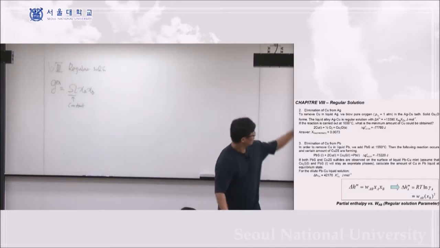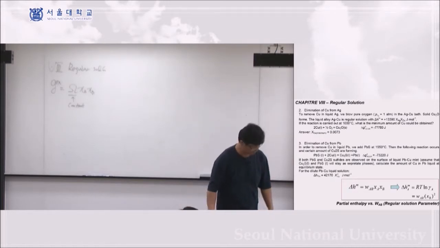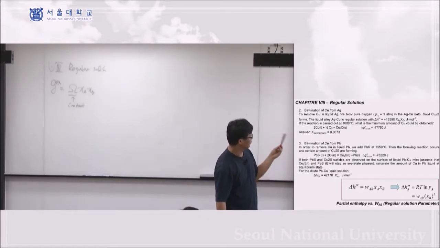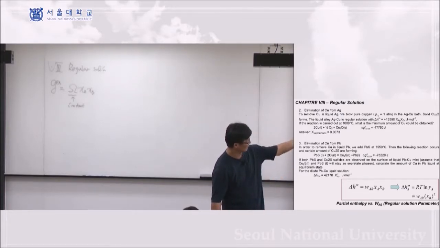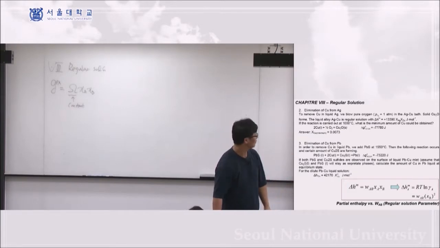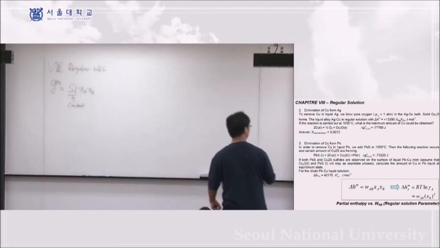Okay, so we have copper and the silver solution again. We want to remove the copper impurity from the silver, and we are blowing pure oxygen, 1 atm, into the AgCu base, and slowly the Cu2O is forming. The liquid alloy AgCu is a regular solution with that regular solution parameter. If the reaction is carried out at 1000 degrees Celsius, what is the minimum amount of copper obtained?